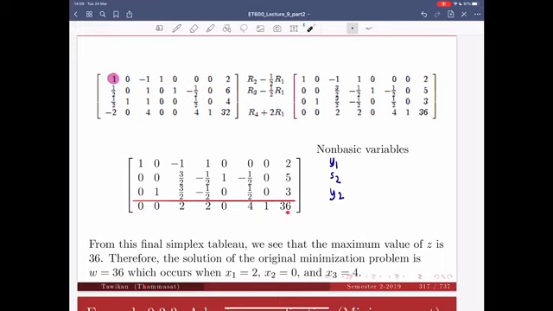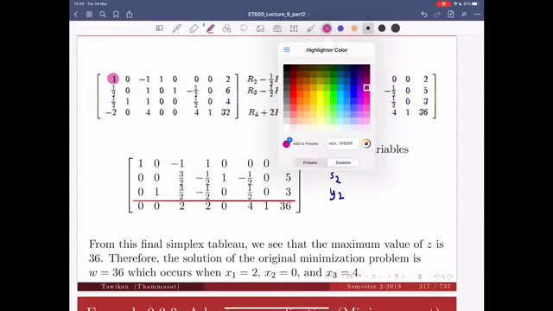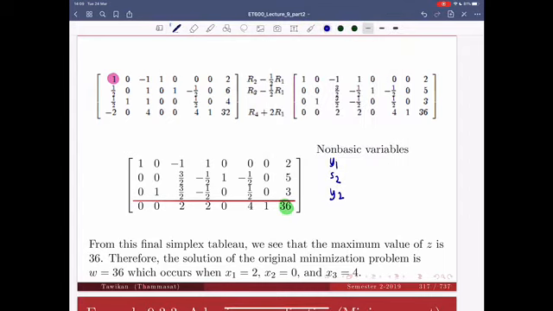There's no negative entry anymore in our bottom row. It implies that we have reached our maximum value of z, and 36 is the maximum value of z. That is the maximum value of z. And that maximum value of z occurs when y1 is 2, y2 is 3, and y3 is 0, okay? We don't have to have y3, okay? The maximum value of z occurs when y1 is 2, y2 is 3, and y3 is 0.